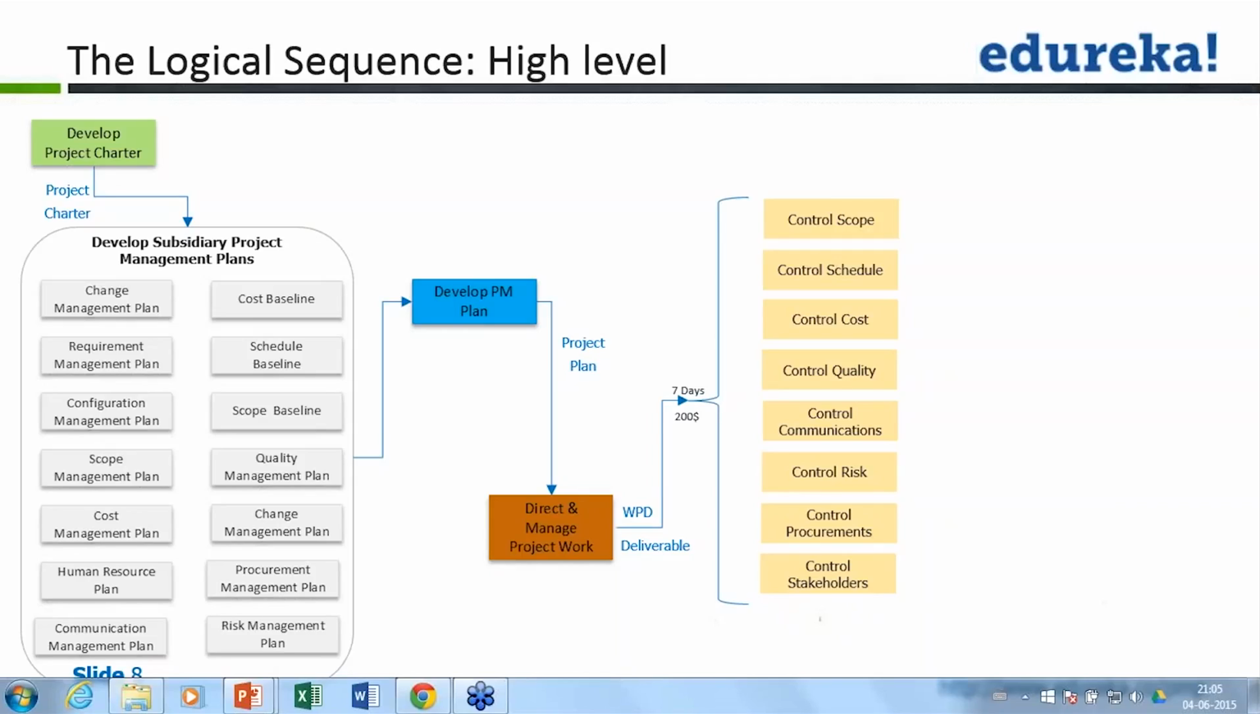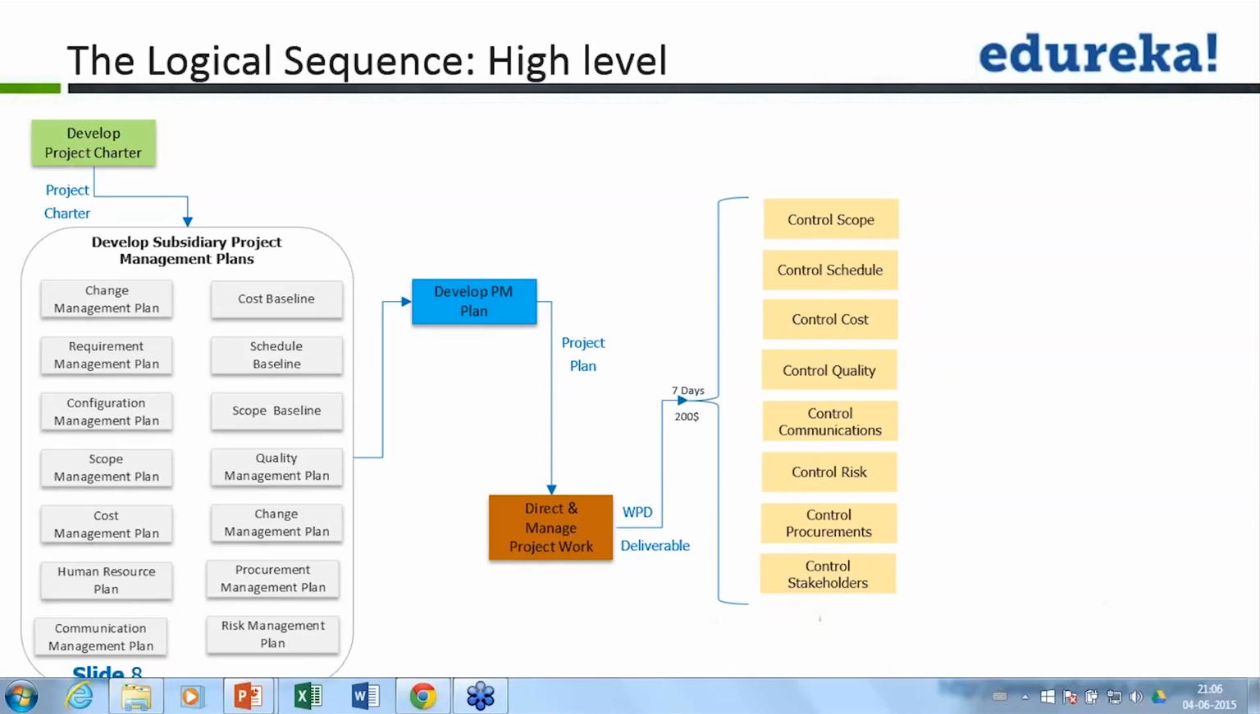Control scope means controlling the scope. It will not help you in looking at the schedule, cost, quality, or any other thing. It is focused only on the scope part. Control schedule will look only into the time or schedule related information. Control cost is a process where you will do a variance analysis only and only with respect to cost. So this work performance data is the raw data which will be taken to these respective processes, where the team will do the variance analysis.